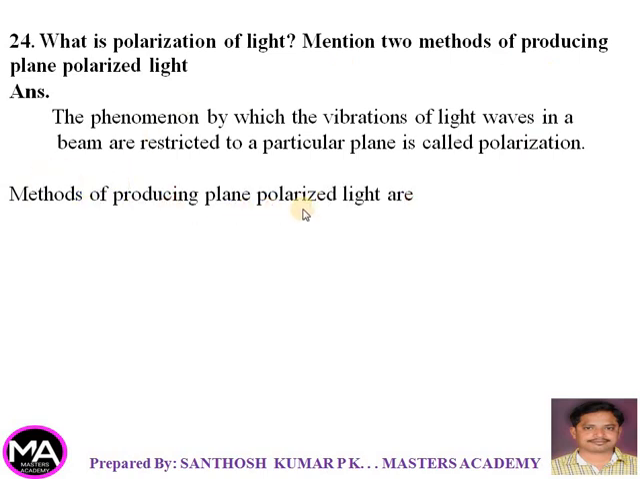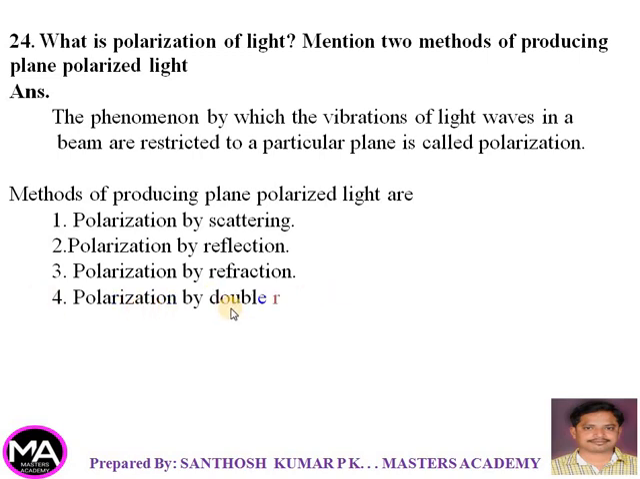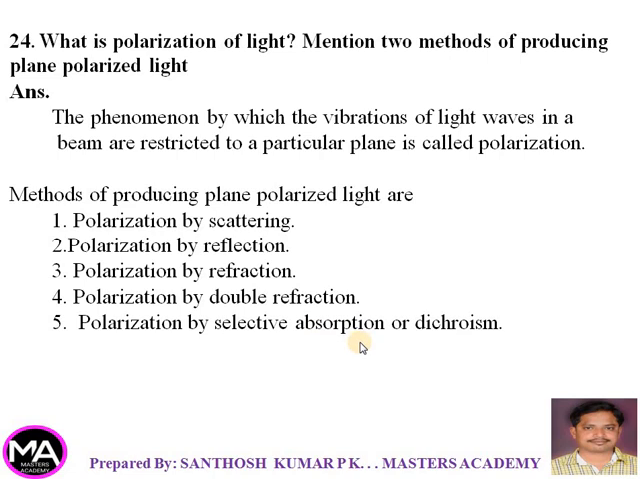Then the methods of producing plane polarized light are here. First one, polarization by scattering, polarization by reflection, polarization by refraction, polarization by double refraction, polarization by selective absorption or dichroism. I have given 5 methods of producing plane polarized light. They have asked any two. You can write any two of these 5.